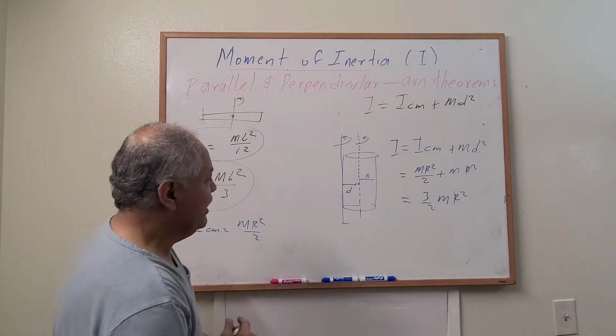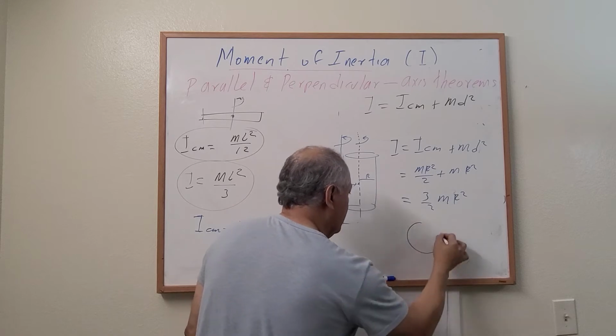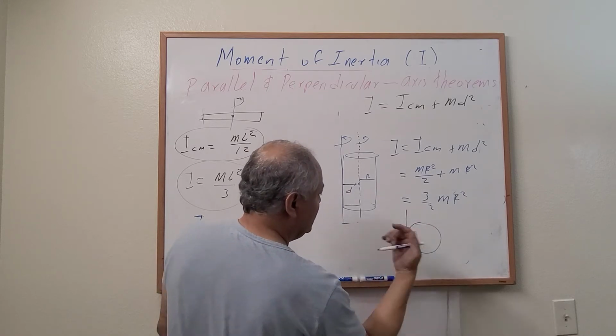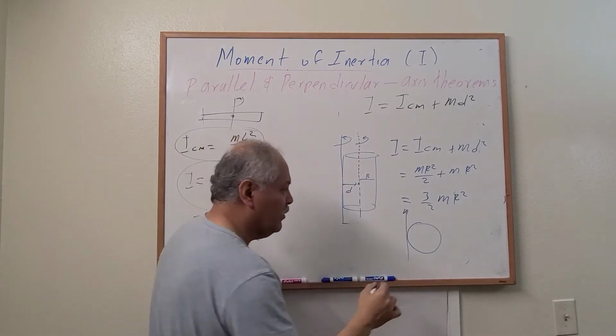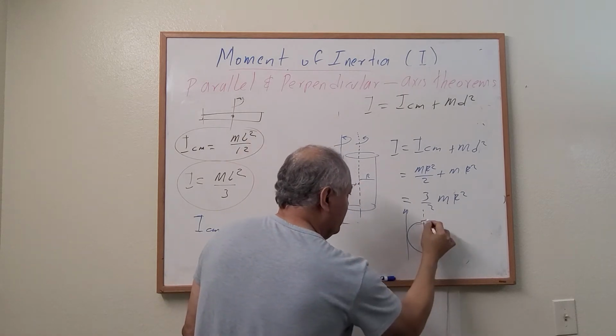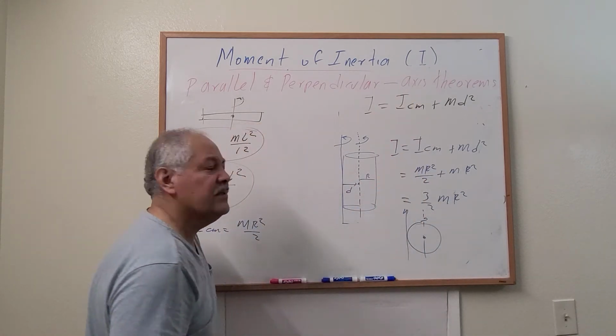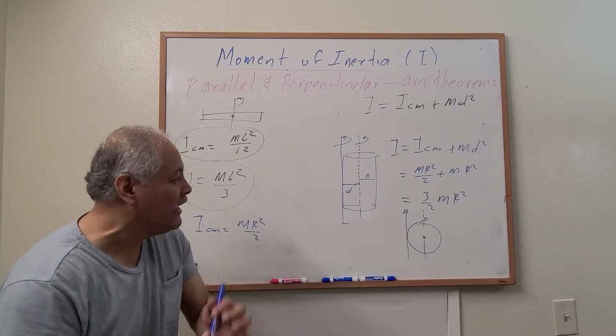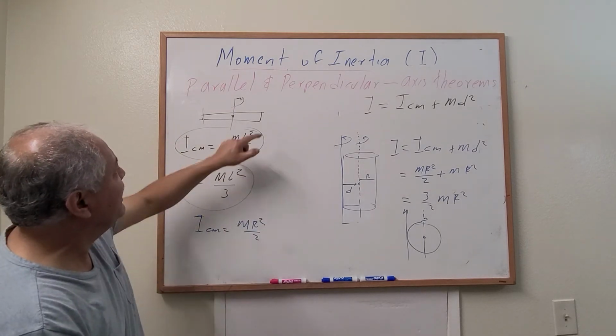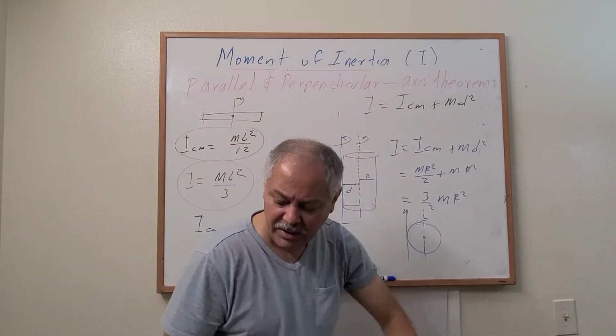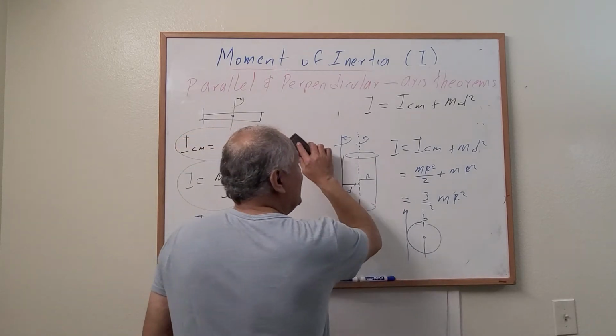And the same way we can use this theorem if we have, let's say, a sphere that rotates about this axis of rotation. Once we know the moment of inertia about the center of mass, we use this theorem. Got it? Okay, perfect. Now let's go to the next one, the perpendicular axis theorem. Okay, let's do it.